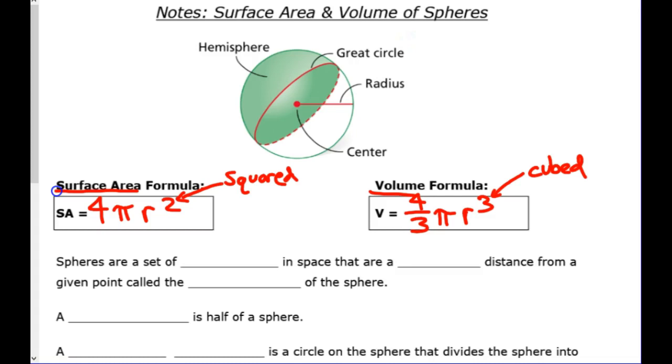So, a sphere is a set of points in space that are equal in their distance from a given point called the center. So, from right here at the center, all the points that are equal distance away from that center point make this round thing called a sphere, okay? So we all know what a sphere is.